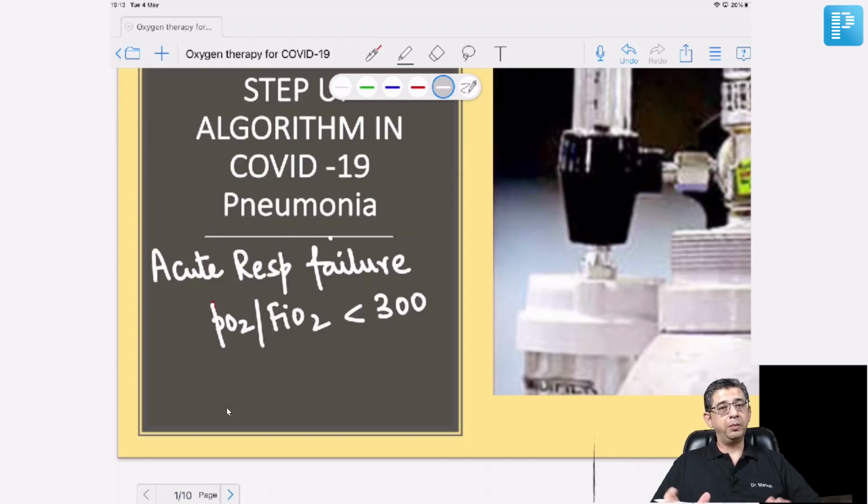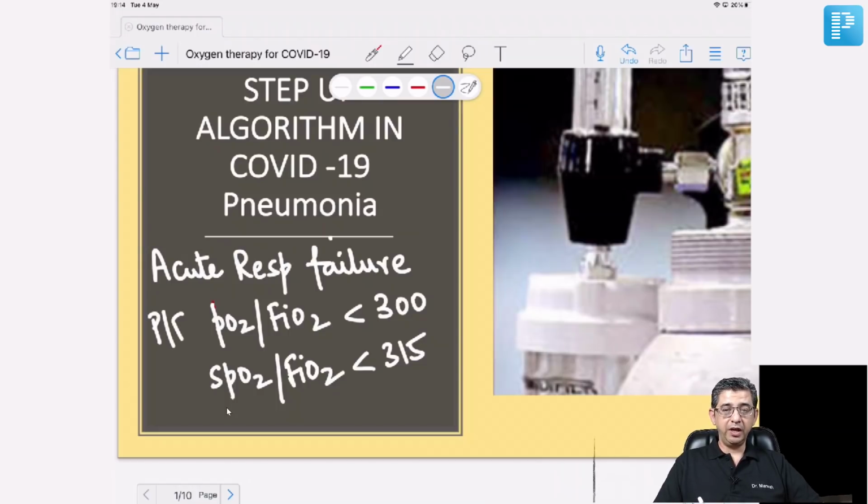Now lots of you who might be working in the periphery may not have access to an ABG machine. In those circumstances, you can even use the SpO2 value, and if you divide the SpO2 of the patient by FiO2, if this value turns out to be less than 315, we will say that the patient is in acute respiratory failure. Lots of times during the course of this discussion, I'll be using terms like P by F ratio, which I have now explained what I mean by. I'll be using terms like S by F ratio. I have explained what I mean by that. That is SpO2 divided by the FiO2 ratio.